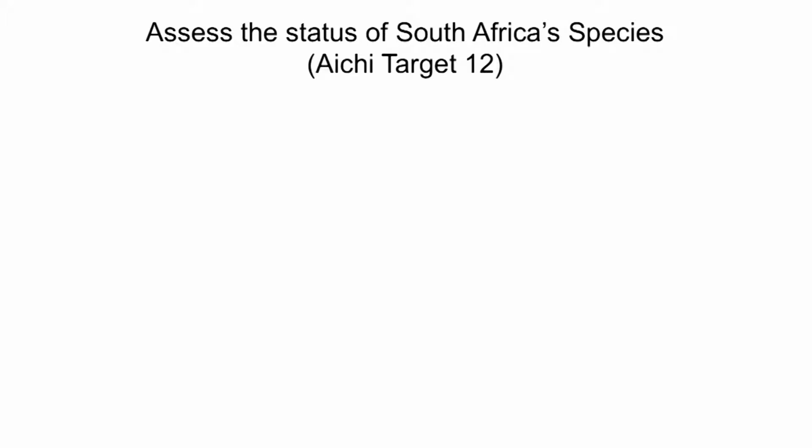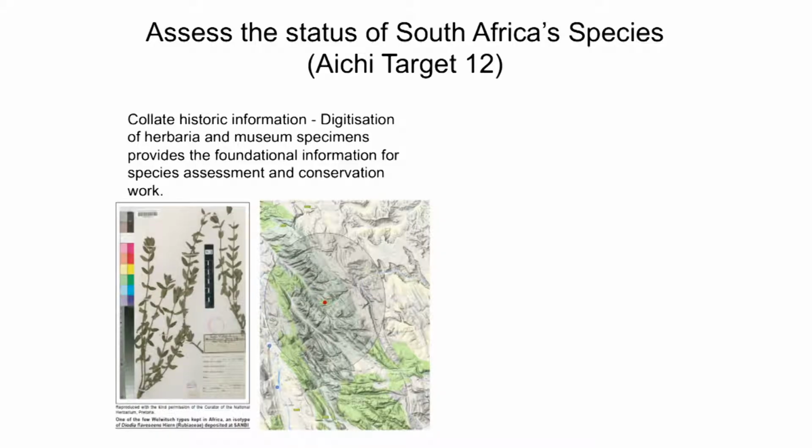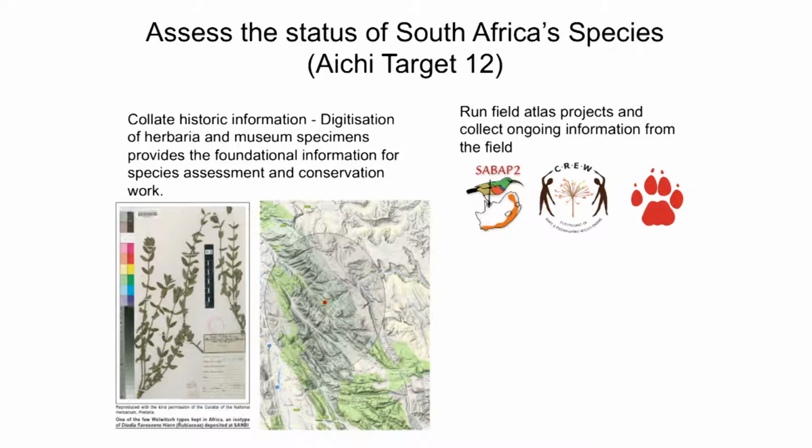So looking at Aichi Target 12 around assessing the status of our species, and South Africa's species in particular, how do we now determine where our species are and what their threats are? By doing this, we collate historical information. So we digitize herbaria and museum specimens that provide the foundational information for species assessments and conservation work. We then run field atlasing projects and collect ongoing information from the field.